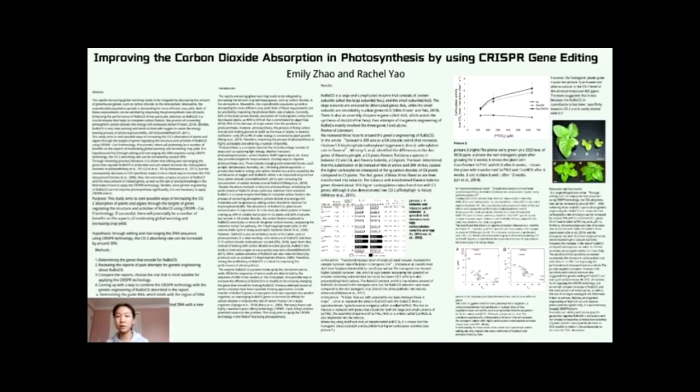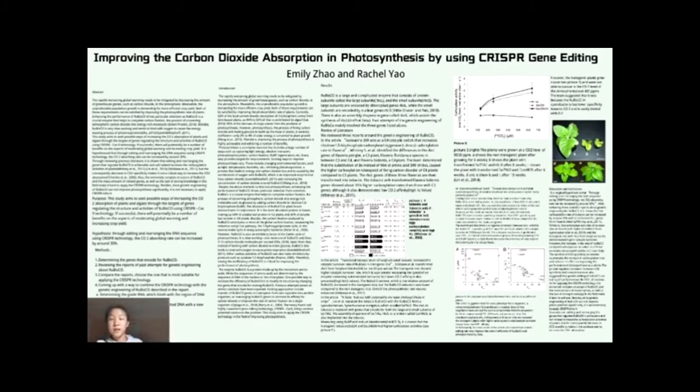Besides, rubisco is very slow-working and tends to bind with oxygen, causing the energy-wasting process of photorespiration. So, this study aims to seek possible ways of increasing the carbon dioxide absorption of plants and algae by targeting genes regulating the structure and activities of rubisco using CRISPR-Cas9 technology. If successful, there will potentially be a number of benefits in moderating global warming and increasing crop yield. It is hypothesized that through editing and rearranging DNA sequence using CRISPR technology, the carbon dioxide absorbing rate can be increased by around 30%.